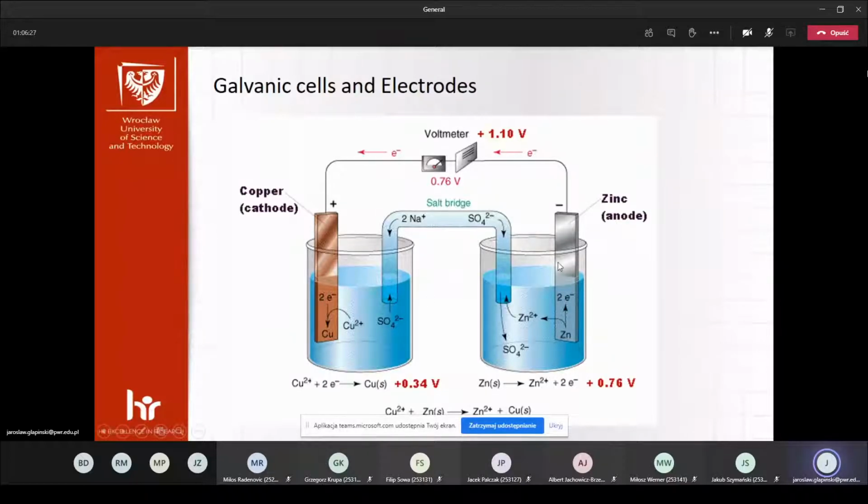Okay, so using copper and zinc, we have a battery of 1.1 volt of energy. Yes, but is it good or not? It depends. This is just the beginning of our history of galvanic cells and batteries.